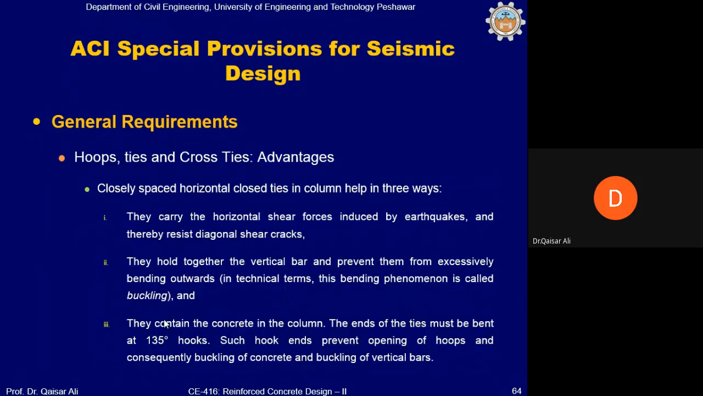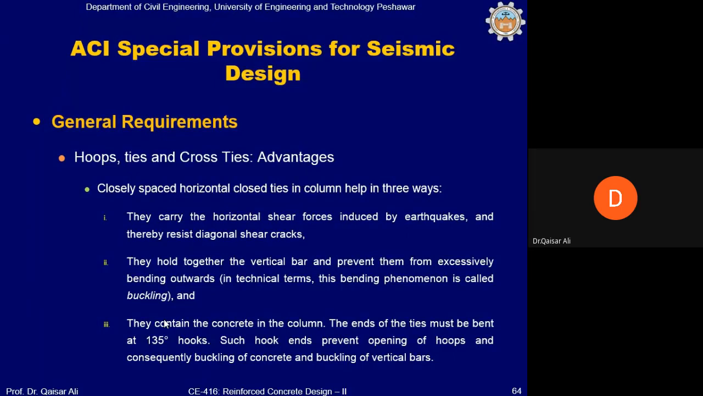Why are these hoops, ties, and cross ties used? They have several advantages. They carry the horizontal shear forces induced by earthquakes and thereby resist diagonal shear cracks. They hold together the vertical bars and prevent them from excessively bending outwards. In technical terms, this bending phenomenon is called buckling. But this buckling is different from the buckling of long columns that we have studied in some courses. This buckling is basically the buckling of the steel bar, not the buckling of the whole column. The buckling of the whole column has nothing to do with this provision.